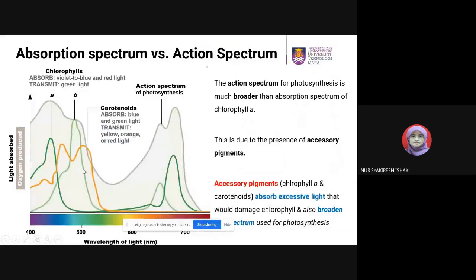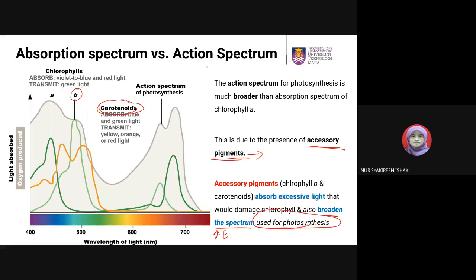So if you look at this graph, it shows you the absorption spectrum by carotenoids also. So carotenoids and also chlorophyll B function as accessory pigments. Yeah, accessory pigments. So by having accessory pigments, the photosynthetic pigments can absorb more of the light energy, to broaden the spectrum, okay, to increase the amount of energy that can be used for photosynthesis. That is the importance of having accessory pigments.